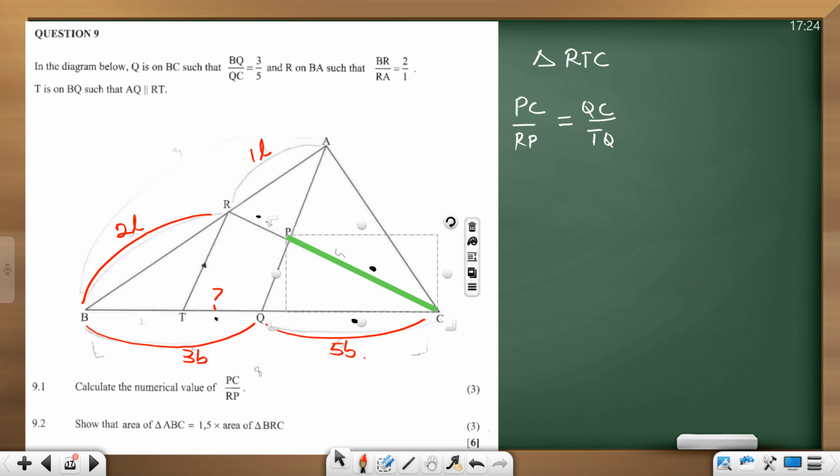Is TQ in any triangle with parallel lines? Which triangle do you see? Oh, here. Is that fine? Is that what you see? That we now know that what? B over what? That's how you write it, right?